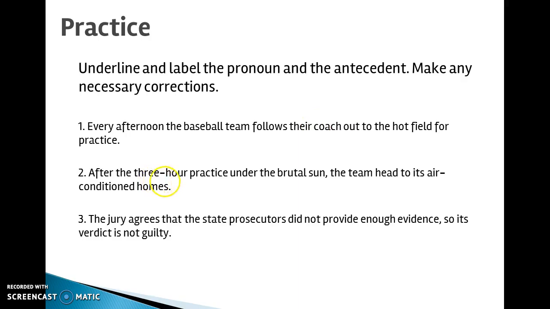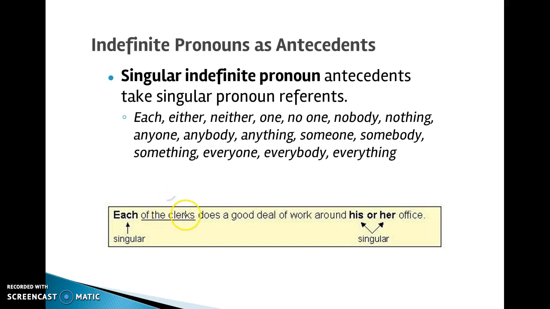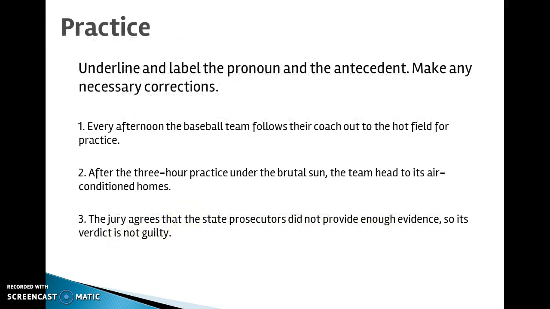Whereas in number 2, we have the same team, a singular collective noun. However, we need to say their air-conditioned homes because there are multiple homes being referred to. Number 3, the jury agrees that the state prosecutors did not provide enough evidence for its verdict, so it's not guilty. The antecedent is jury, the pronoun is its, and because we're only referring to a singular verdict, we would keep our pronoun singular to match our singular collective noun jury.